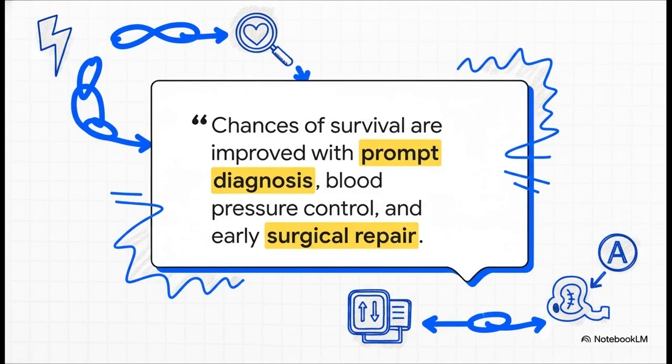So, to bring this all home, this quote really sums it up perfectly. Survival in aortic dissection depends on a flawless chain of events. It starts with having a high index of suspicion. Then it's about a super fast, accurate diagnosis, getting that blood pressure and heart rate under control immediately, and for every single type A dissection, getting that patient into the operating room as fast as humanly possible.